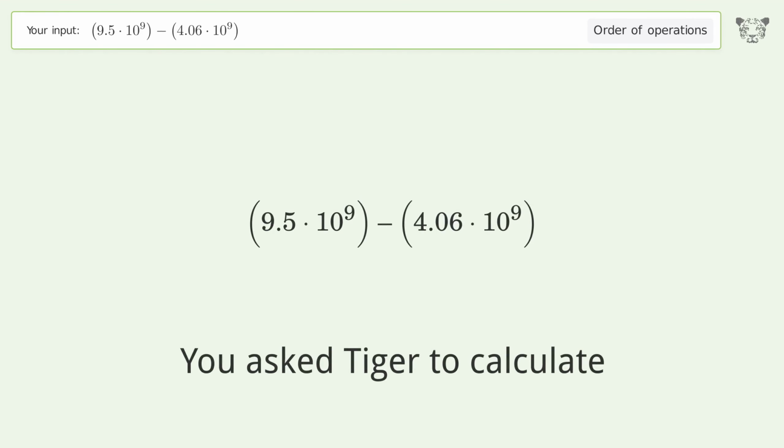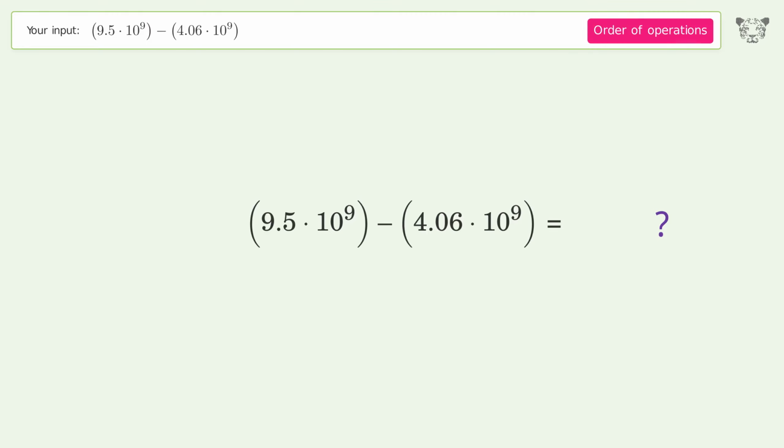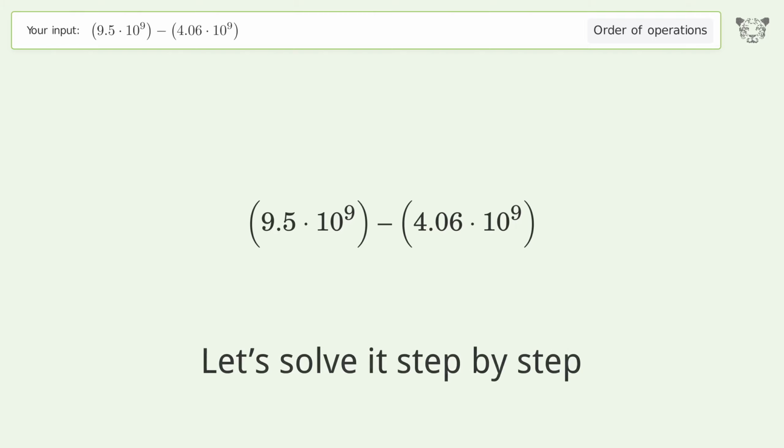You ask Tiger to calculate. This deals with the order of operations. The final result is 5,440,000,000. Let's solve it step by step.